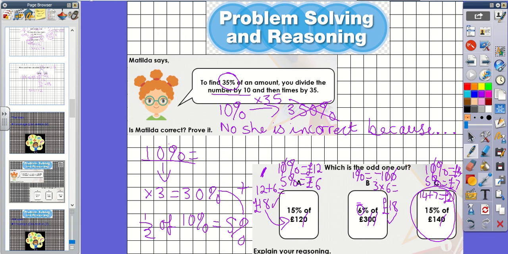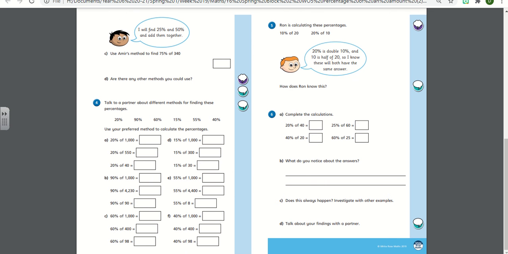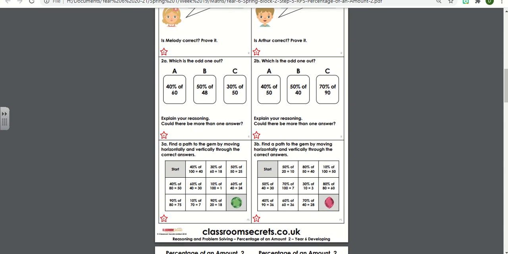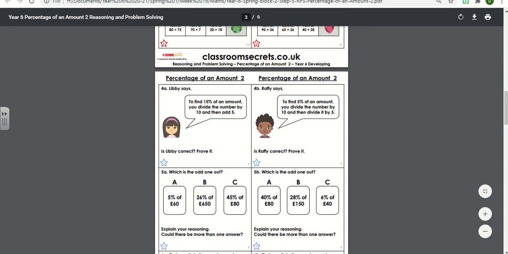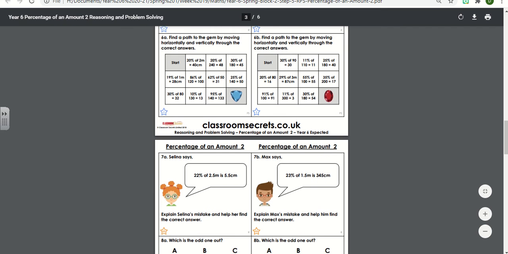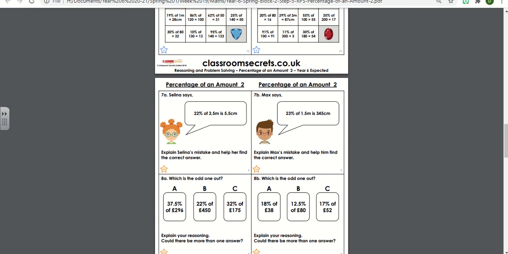Okay, so if you want to, you can start your problem solving and reasoning. That's not a problem. And make sure that you self-assess your work, please. So your problem solving and reasoning questions are here. So bronze, questions 1, 2 and 3, silver questions 4, 5 and 6, and gold questions 7, 8 and 9. Remember, self-assess your work straight away, so mark it straight away and then send it to your teachers.